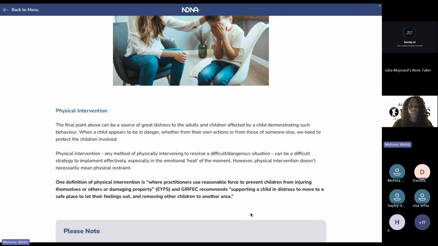Physical intervention. Any method of physically intervening to resolve a difficult and dangerous situation can be a difficult strategy to implement effectively, especially in the emotional heat of the moment. However, physical intervention doesn't necessarily mean physical restraint. One definition of physical intervention is where practitioners use reasonable force to prevent children from injuring themselves or damaging property.